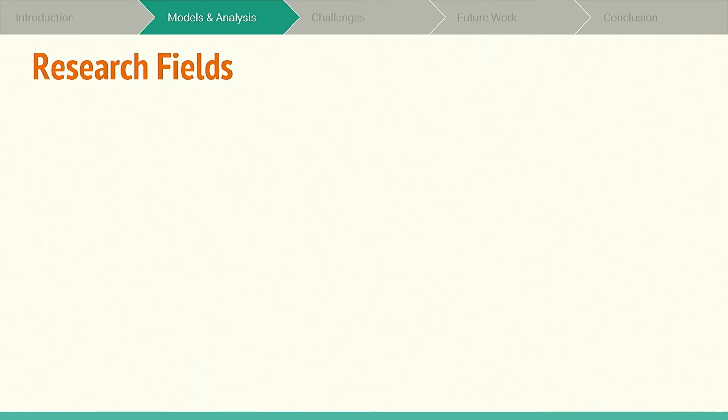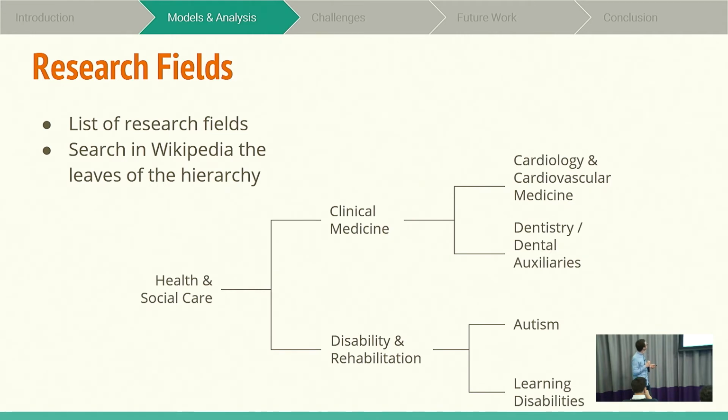So let's move on to research fields. The organization gave us a list of research fields with a hierarchy. For example, we have health and social care, clinical medicine, and cardiovascular medicine. We search in Wikipedia just the leaf nodes of the hierarchy. So we'll search in Wikipedia this.